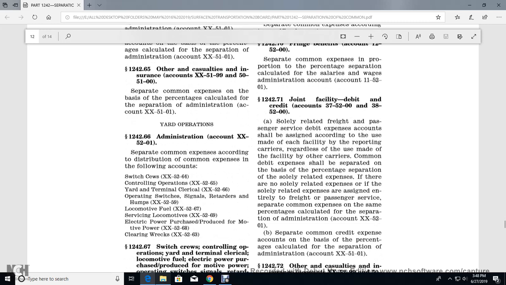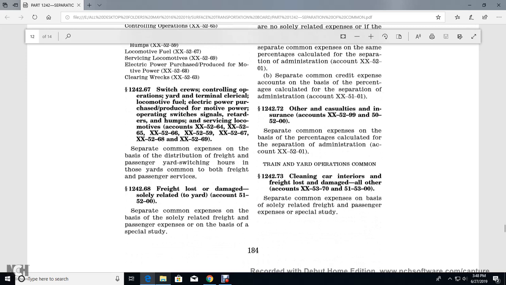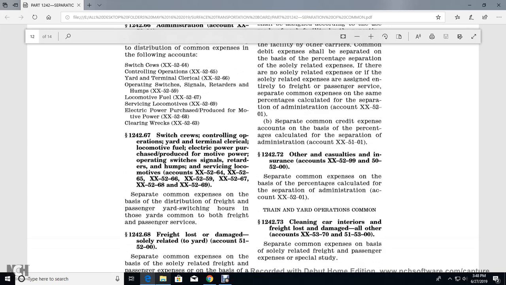Yard operations. 1242.66 Administration, XX 5201: separate common expense with the coordinate distribution, common expense with the following category accounts: switching crews 5264, controlling operation 5265, yard terminal clerical 5266, operating switch signals, retarders and humps 5259, locomotive fuel 5267, servicing locomotive 5269, electrical power purchased for the motive power 5268, clearing wrecks 5263. 1242.67 Switch crews, controlling operating, yard terminal clerical, fuels, electrical power produced for the motive power, operating switching and retarding humpers, servicing locomotives, accounts 5264, 5265, 5266, 5259, 5267, 5268, and 5269.